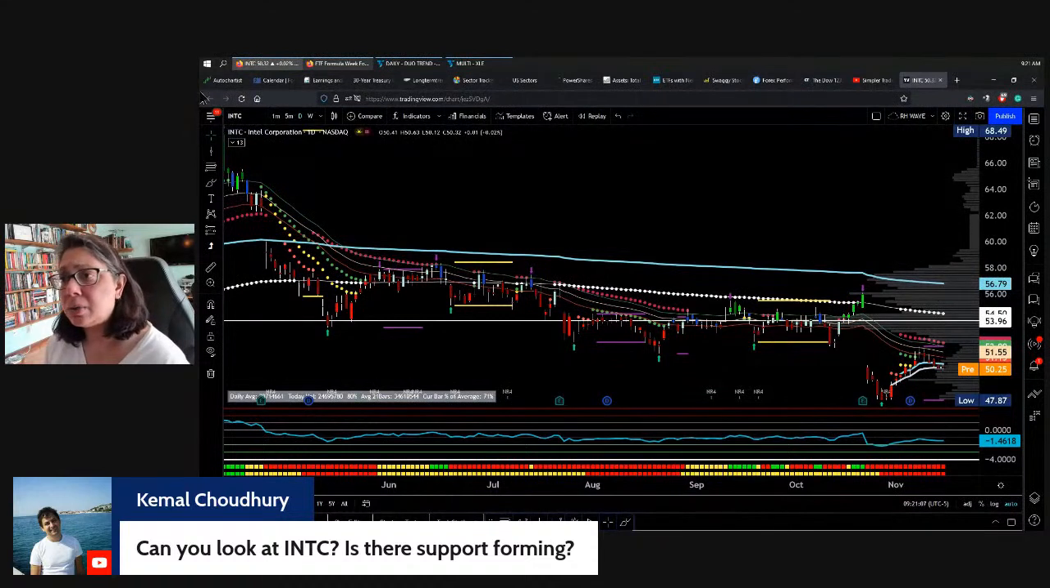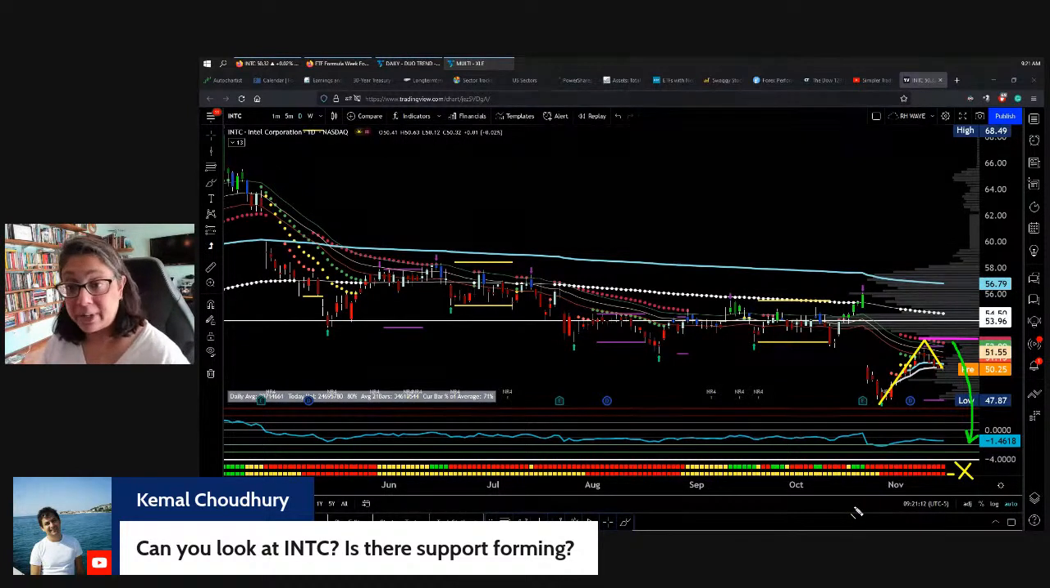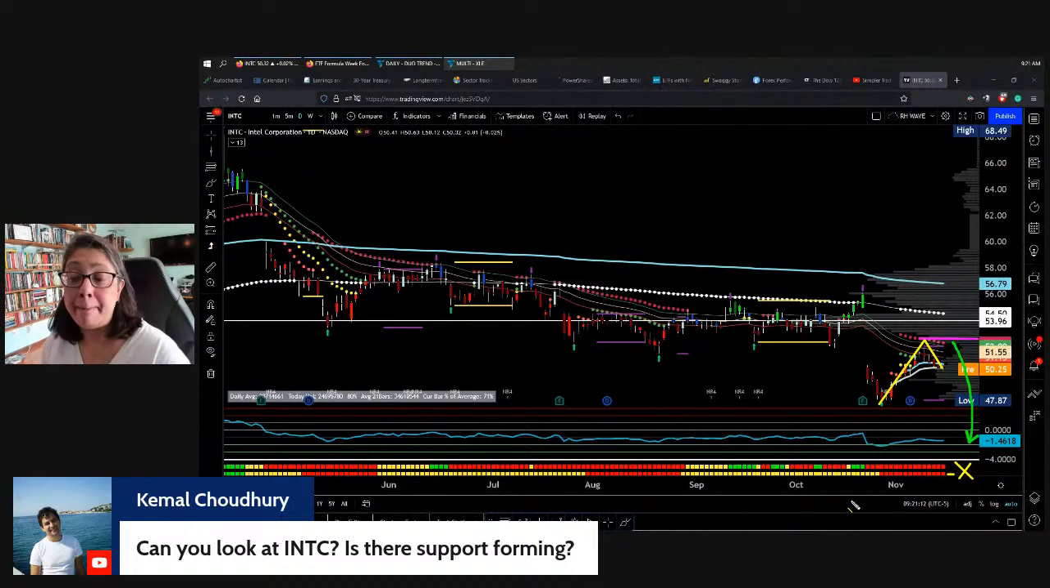As far as Intel goes, Kamal, I would say that we're looking at a potential 1, 2, 3. But what we're lacking is the yellow structure. So sure, we can keep an eye on a break through this area, but if we go yellow on this lower row, that is not going to be a valid pattern. So that's what I see there in Intel. So is there support forming? Potentially, yes. Not there yet, but forming potentially. Yeah, I agree.